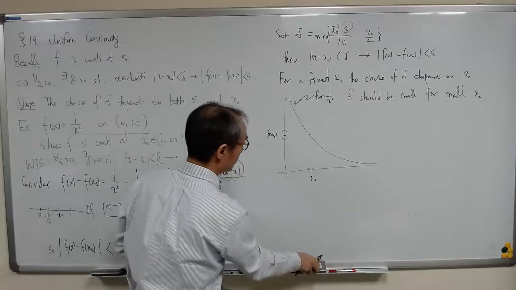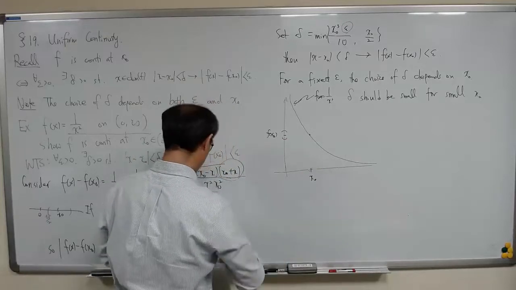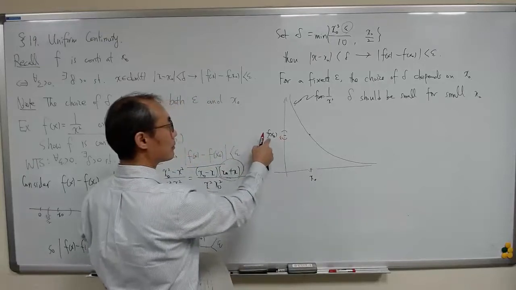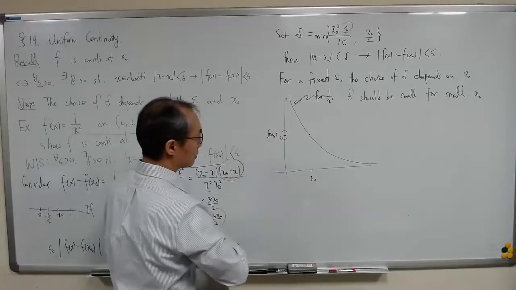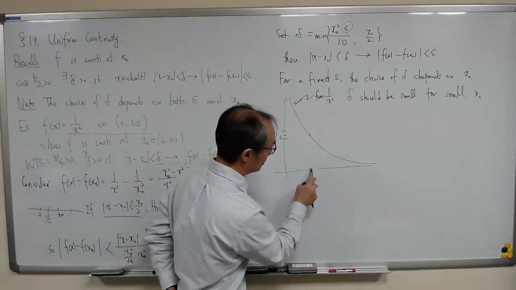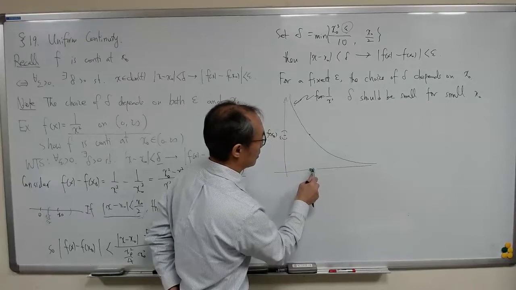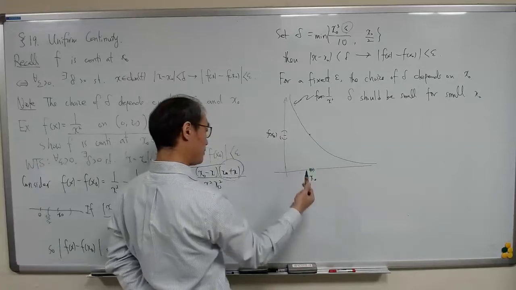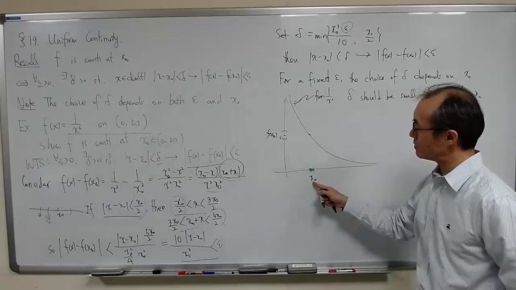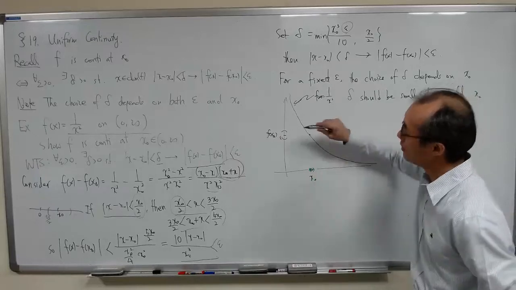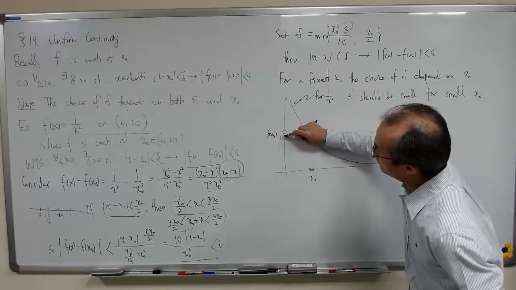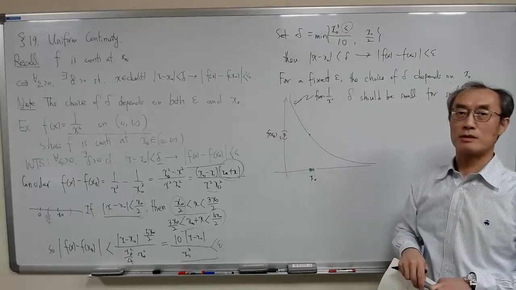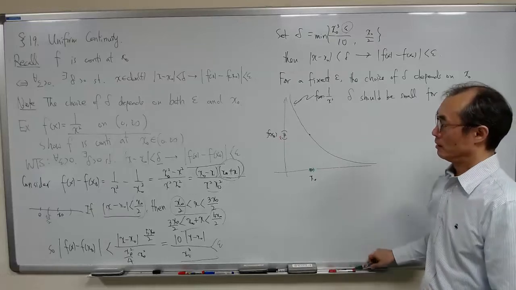We're going to use a different color. For any epsilon neighborhood centered at f of x naught, there exists a corresponding delta. The values of the function for the variables belonging to the interval from x naught minus delta to x naught plus delta will be moved to somewhere in this epsilon neighborhood. That's the continuity.